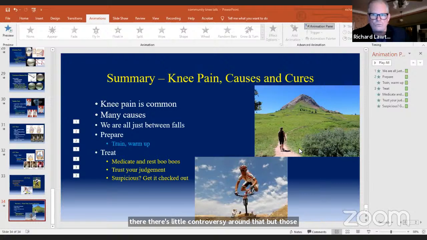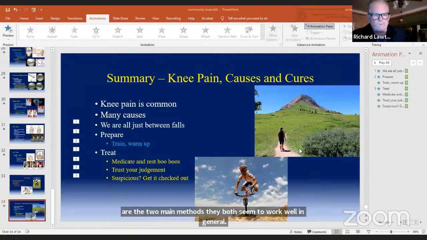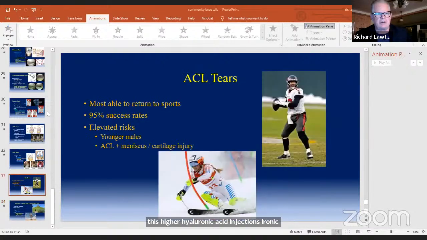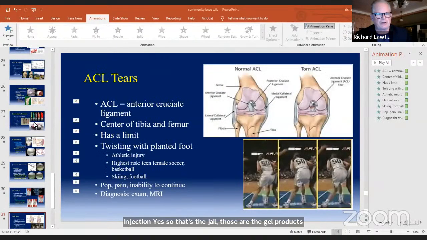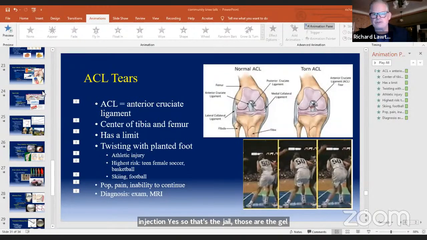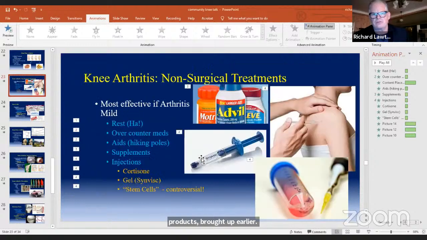Okay. What's your opinion of, I will probably mispronounce this, hyaluronic acid injections? Hyaluronic acid injection, yes. So that's the gel. Those are the gel products we brought up earlier. Can you guys still see my screen? Yes. Yeah. So this Synvisc syringe here, Synvisc is one of the brands of gel injections. Hyaluronic acid is the main component of that. And so there are several different companies that make a variant of that. And they're all about the same in general.